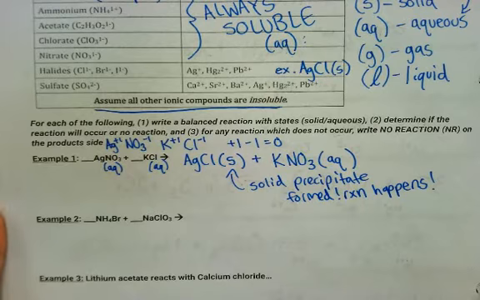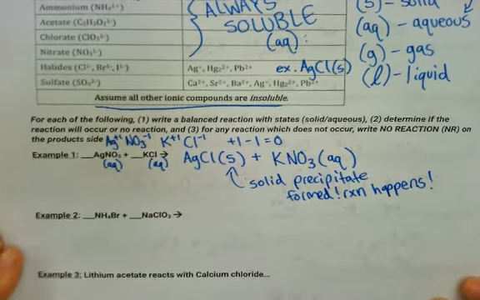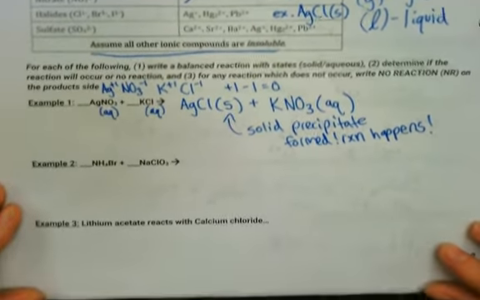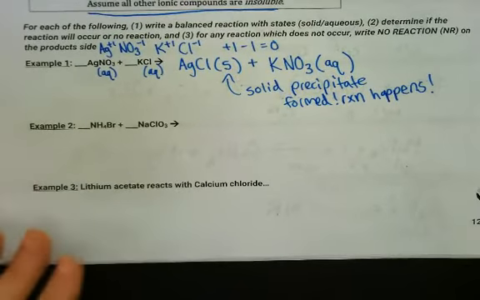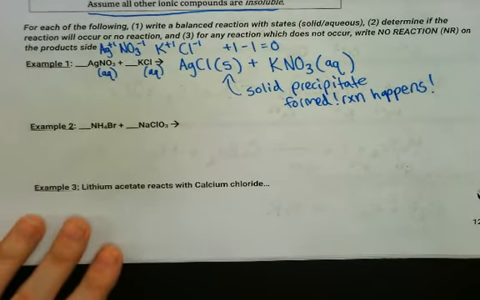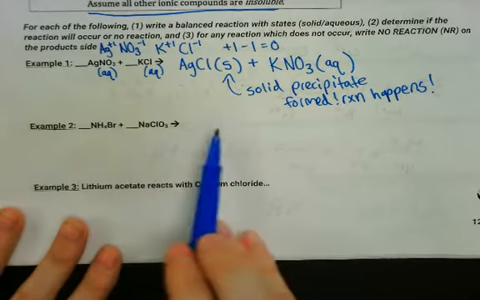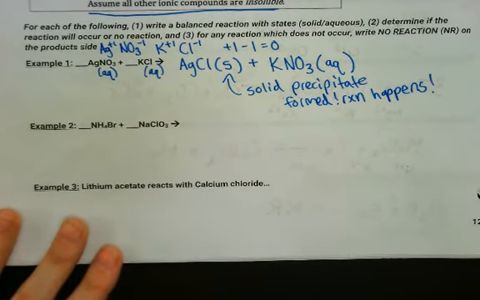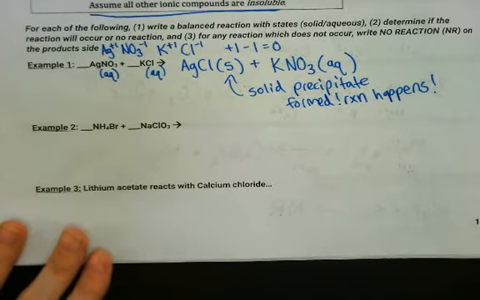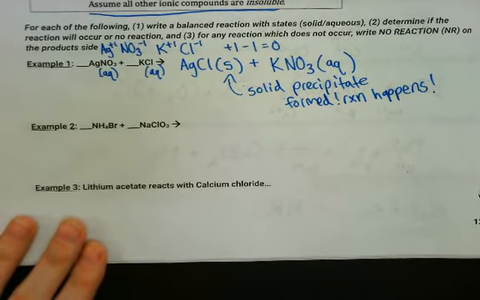With that example done, you're probably thinking, well, what happens if the reaction doesn't happen? So we're going to look at example 2, because that is a great example of this phenomenon. Right here, I have ammonium bromide and sodium chlorate. I'm going to, again, do my partner swap and figure out my products in order to figure out if the reaction will actually happen.